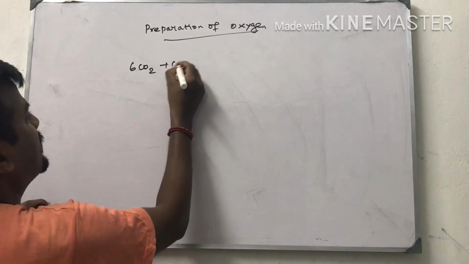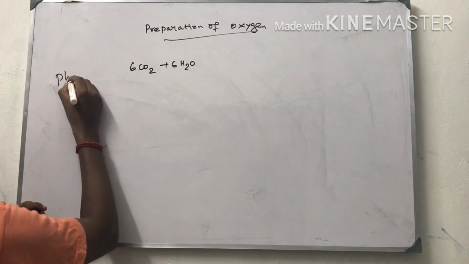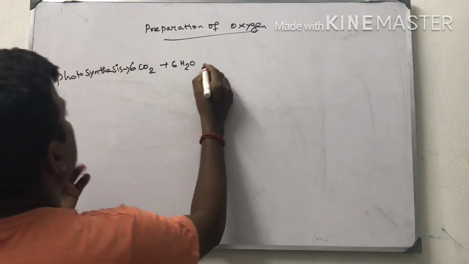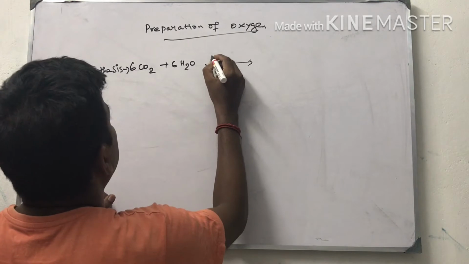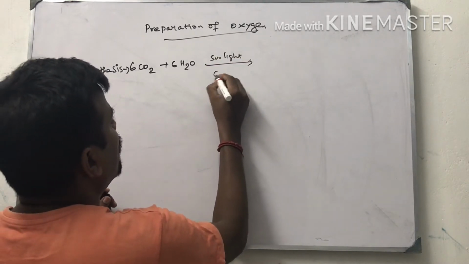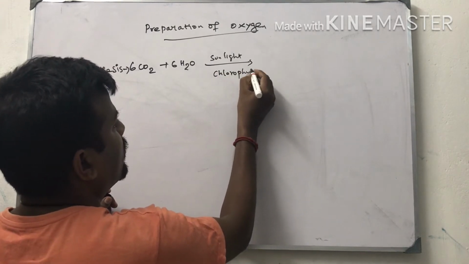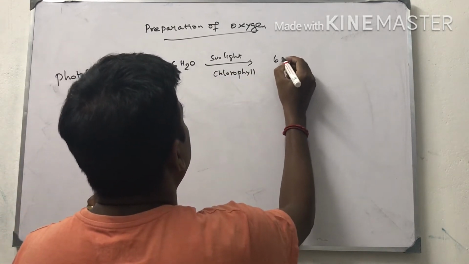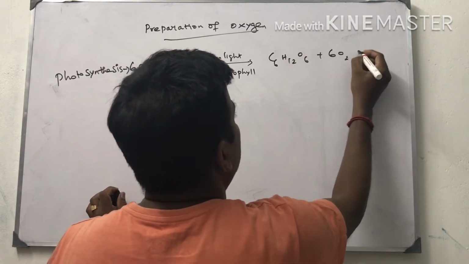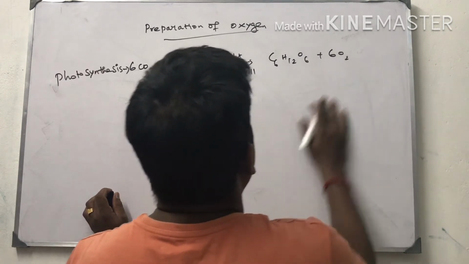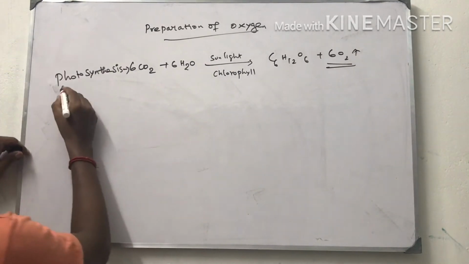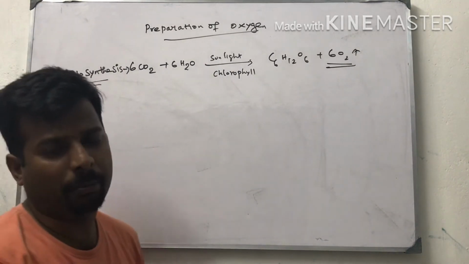First I will start with photosynthesis. 6CO2 plus 6H2O in presence of sunlight and chlorophyll gives C6H12O6 plus 6O2. This is the reaction from which oxygen gas can be prepared. By the photosynthesis method, we can easily prepare oxygen.